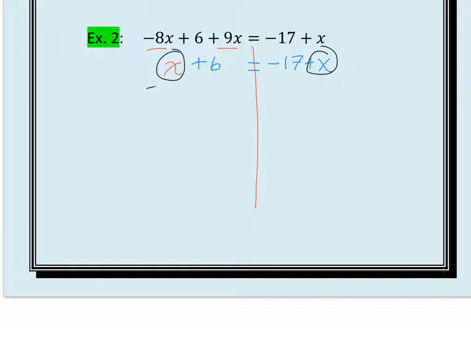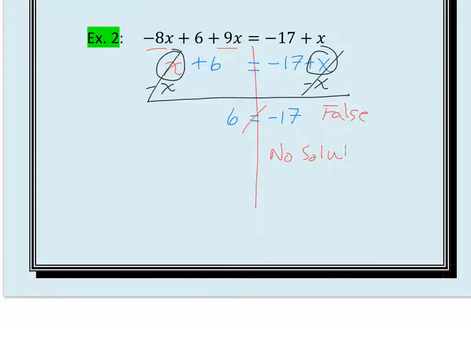The opposite of x would be a negative x. So as you try to subtract x from both sides, your x's completely drop out. You have to look at what's on the left and compare it to what's on the right. Because 6 does not equal negative 17, this is a false statement, and therefore your solution is no solution.